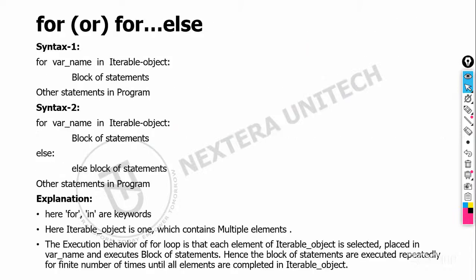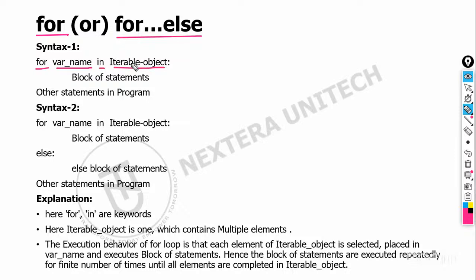Let us understand the syntax. Then we'll have a detailed explanation of the for looping statement. Either you name it for or for else, both mean the same. The for loop has two syntaxes. Syntax one says: for, followed by the variable name, in, iterable object.